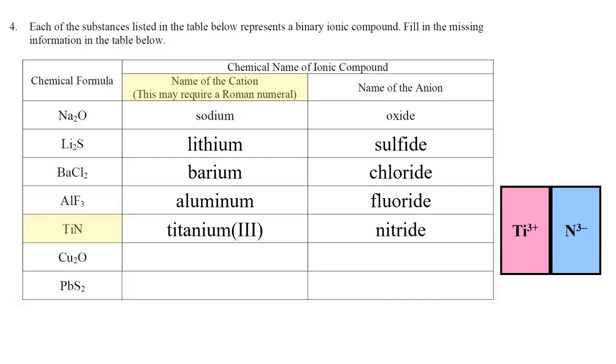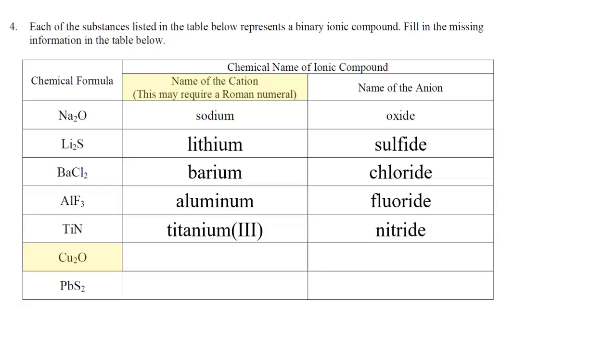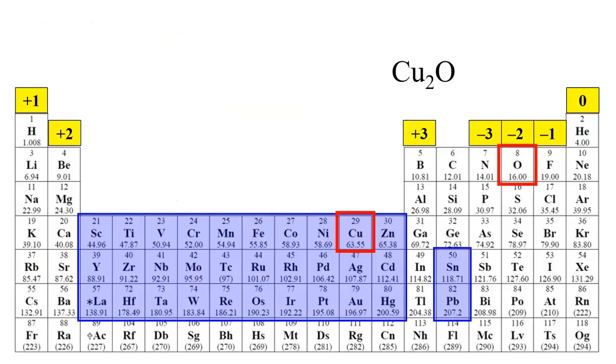And now copper and lead will also require a Roman numeral. Let's take a look at Cu2O. So again, there's the copper. It's in that transition metal region of the periodic table, so I have to add a Roman numeral because copper, just like titanium, can form more than one possible charge. So I'll start with the oxide ion, which we know is -2. Now, if I had one copper, it would have been +2, but that's not what I see in this chemical formula. I see 2 copper ions. So there's one copper ion, there's another copper ion.